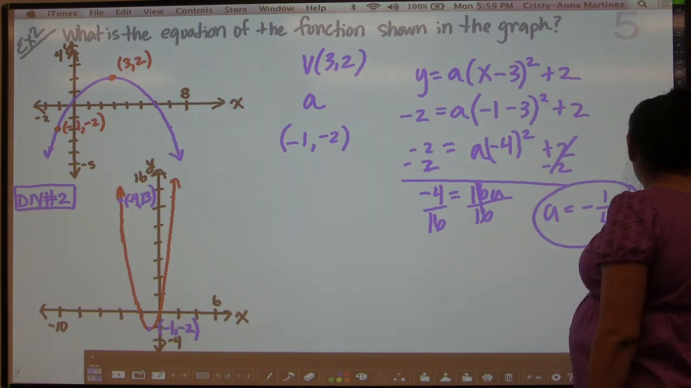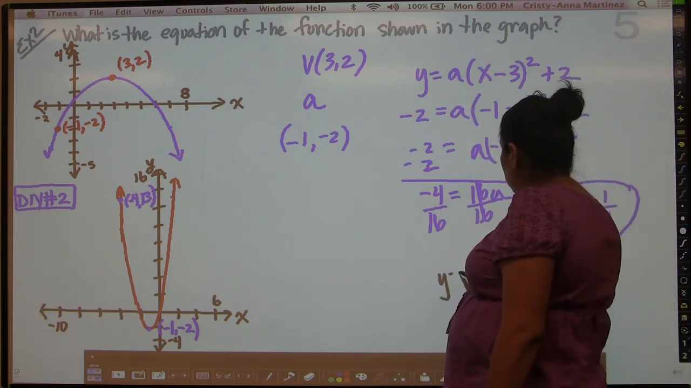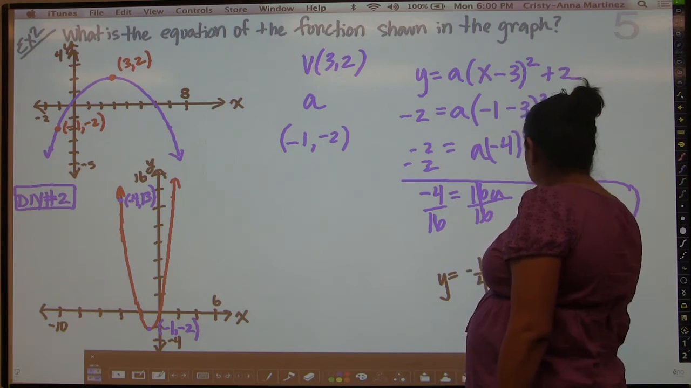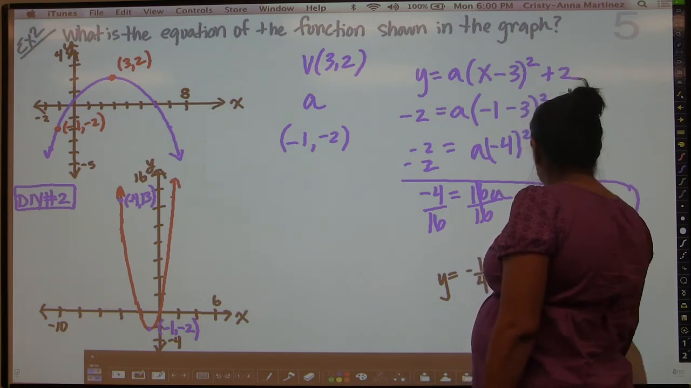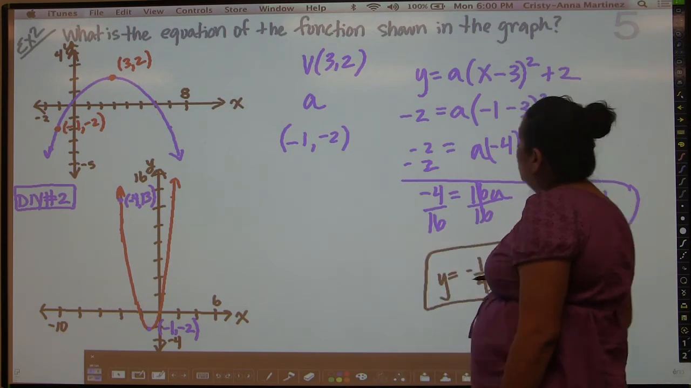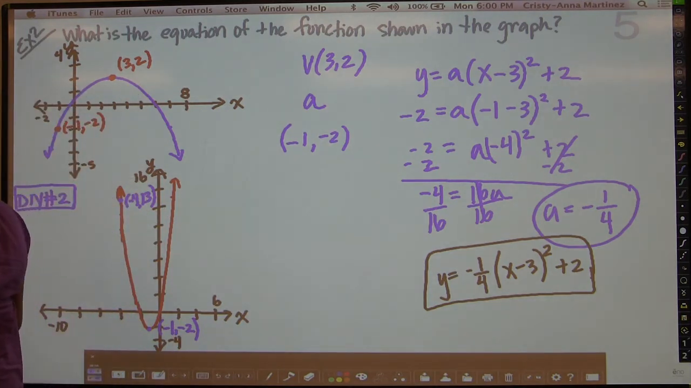So now I can go back and put that into my a here, and so my final answer will be y equals negative 1/4 times x minus 3 squared plus 2. This will be my equation of the function. All righty.